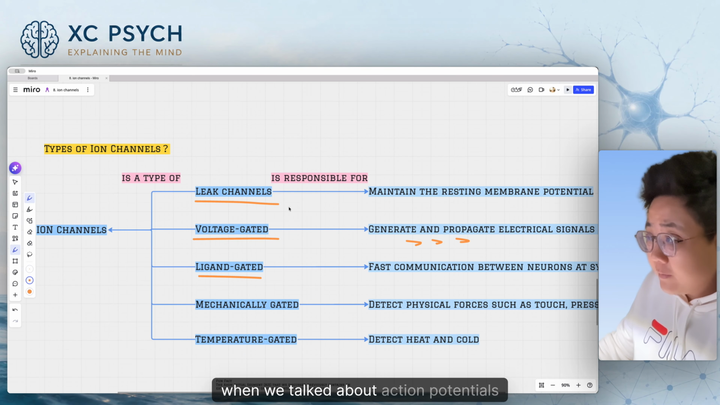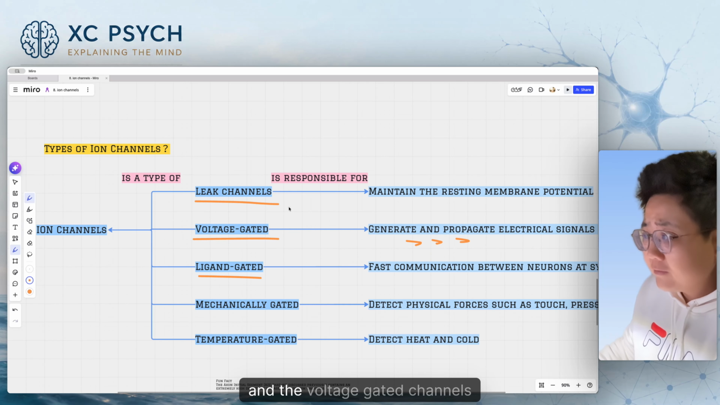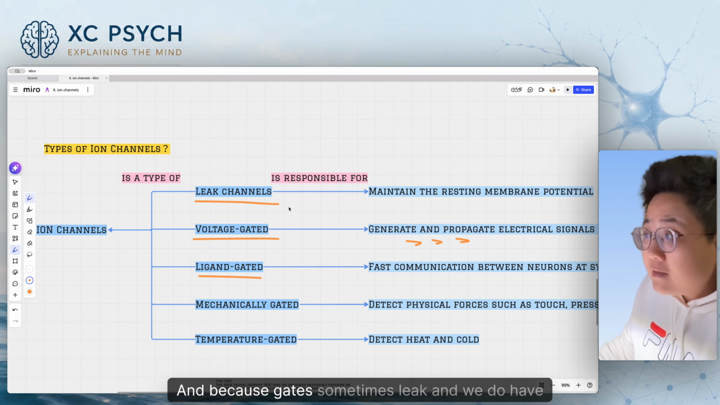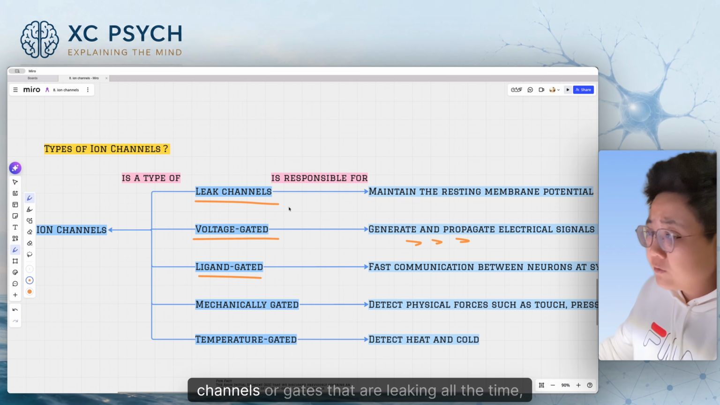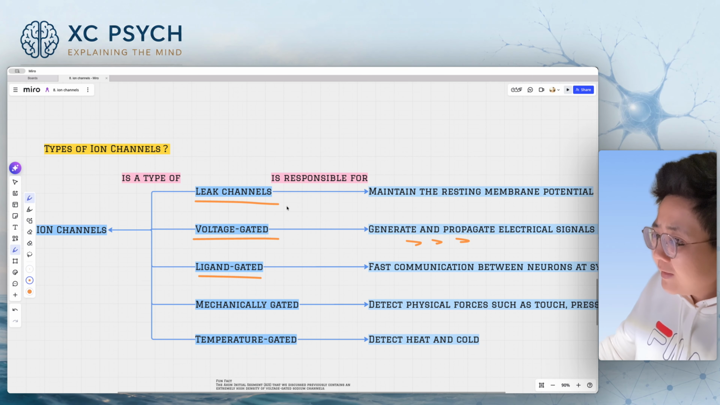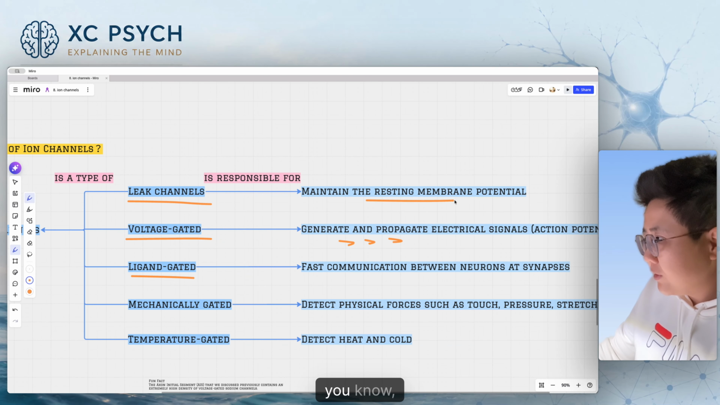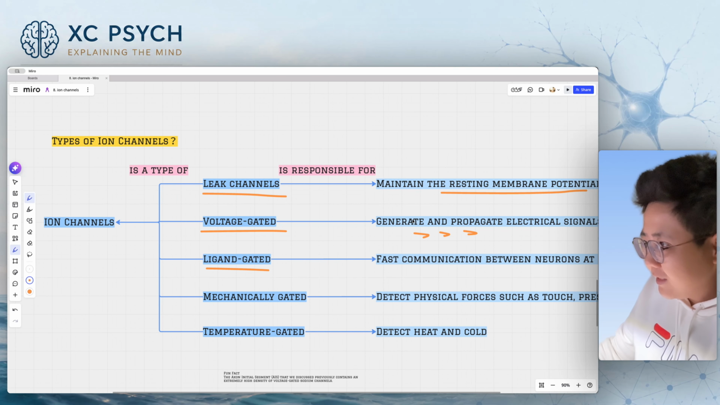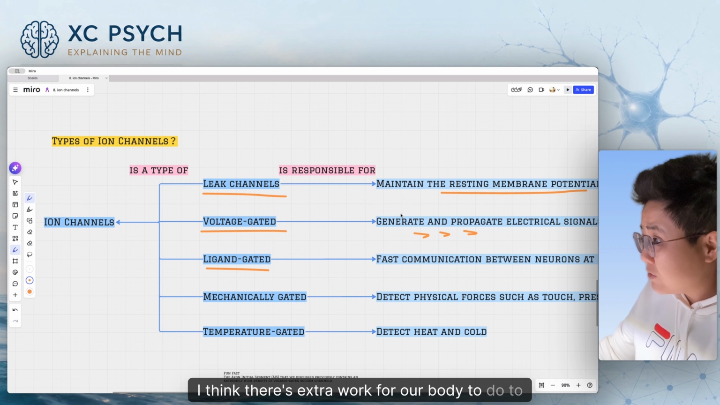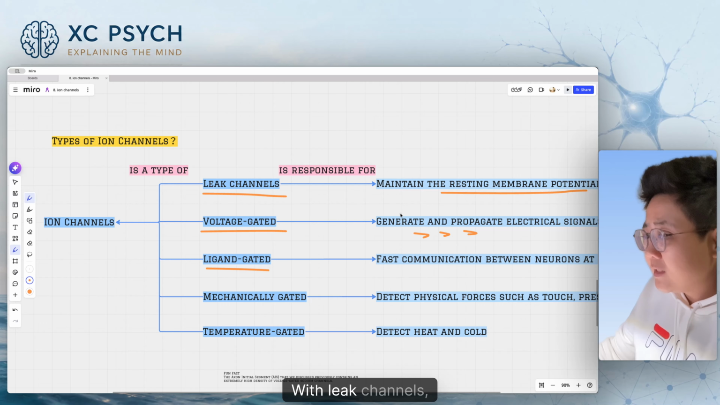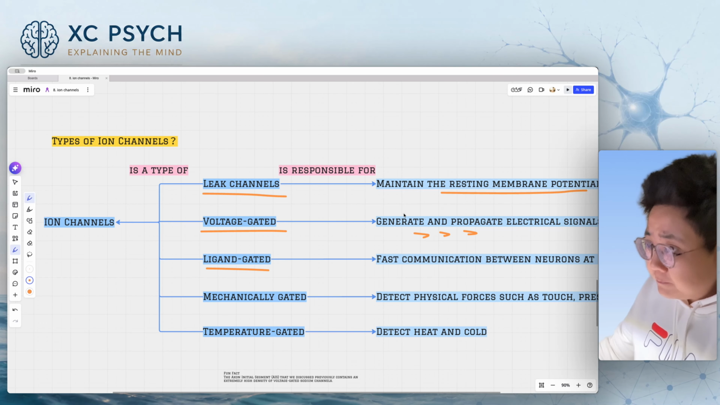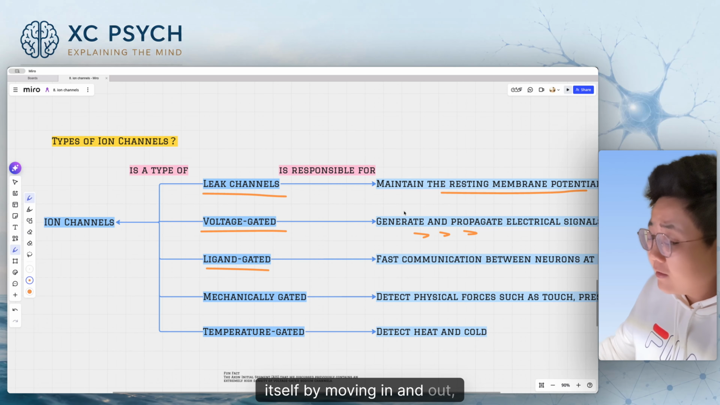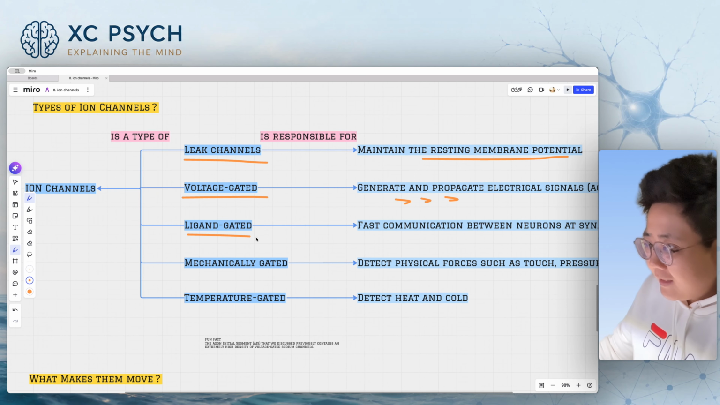Remember when we talked about action potentials and the voltage-gated channels, and somehow it will hyperpolarize. And because gates sometimes leak, we do have channels or gates that are leaking all the time, this is to maintain the resting membrane potential. If everything is airtight, I think there's extra work for our bodies to do to maintain that resting potential. With leakage channels, our nervous system will find a way to rebalance itself by moving in and out the right ions.